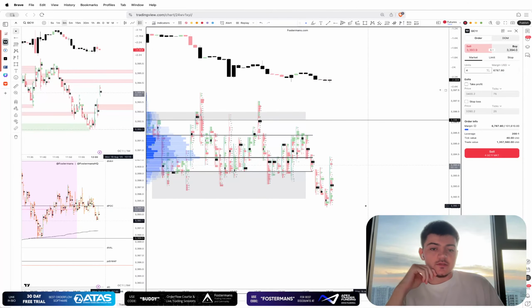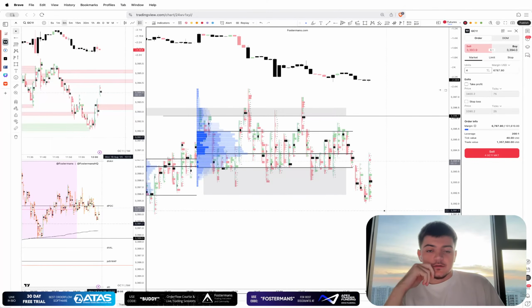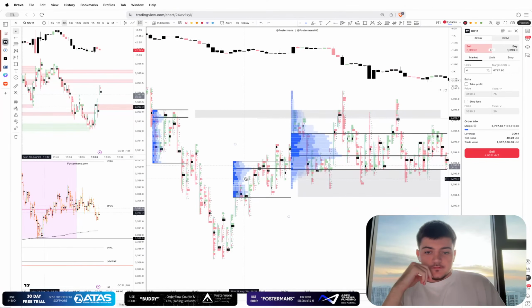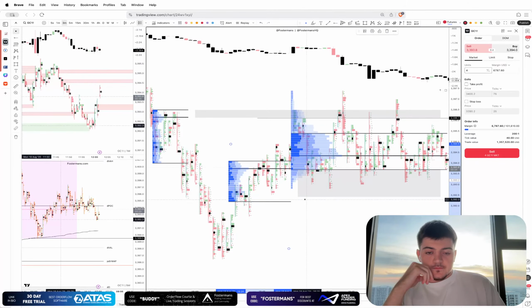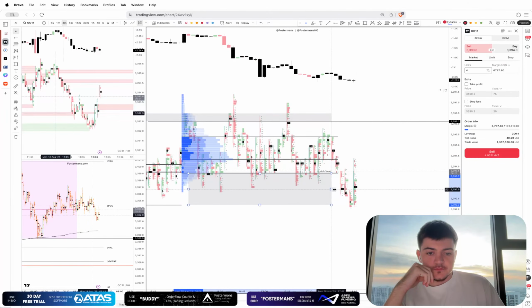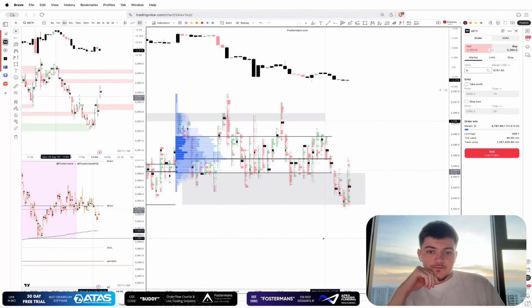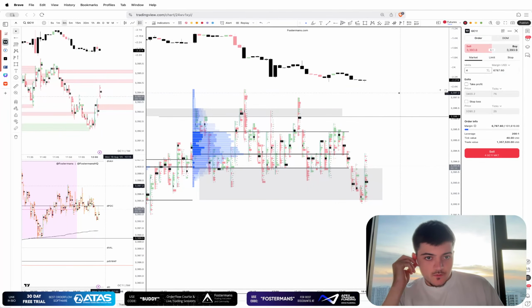Yeah, we're getting a crazy pump right now. We just hit the low end values. Slight CVD divergences, nothing crazy.